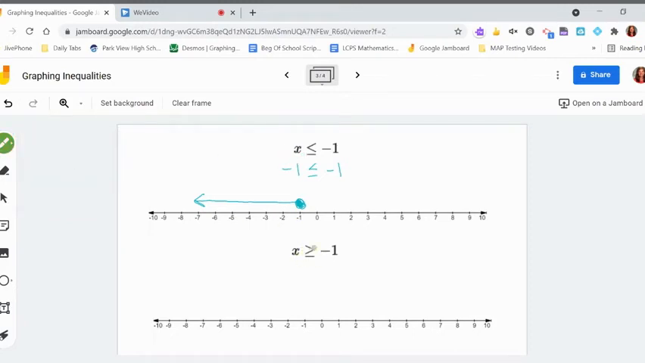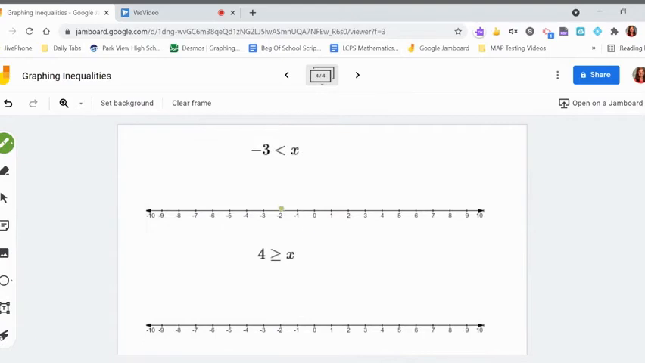Same thing here, x is greater than or equal to -1. I'm going to put a closed circle here at -1. Same thing, it has that underline. It can be equal to -1, but also greater than. So I'm greater than -1, I'm going to follow my arrow here, okay? So that is how I'm going to graph this inequality on the number line.